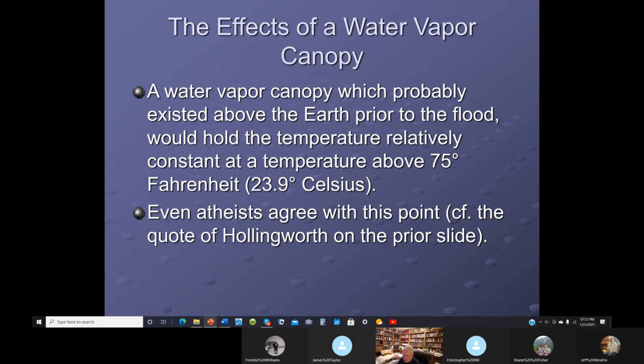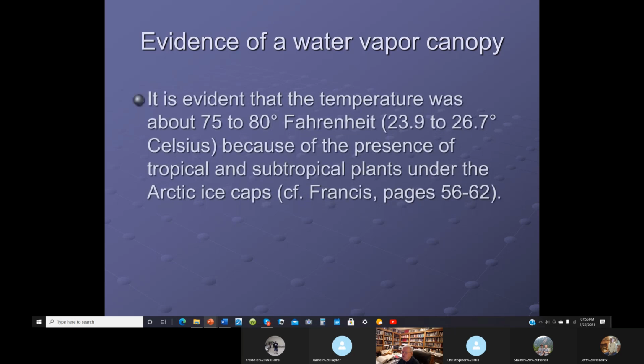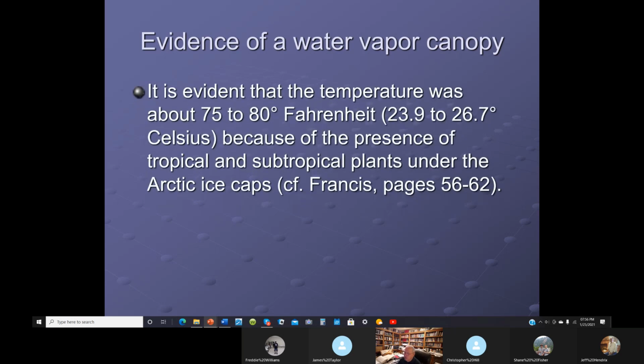Remember, we've already quoted and shown that they argue that this was about the temperature of Earth's atmosphere in the past. So they can't say it couldn't happen because they've already claimed that it did happen. So if they claimed it already has happened in the past, then we can postulate that it did happen during the flood or before the flood, the antediluvian world. They agree with this point, as we've already laid out. It's evident the temperature was about 75 to 80 degrees Fahrenheit, 23.9 to 26.7 degrees Celsius.